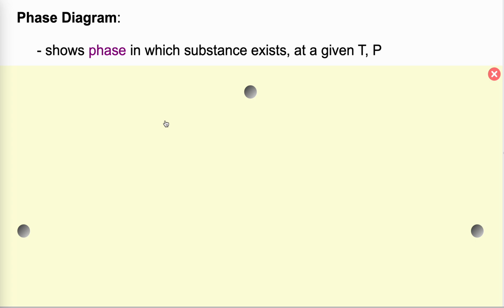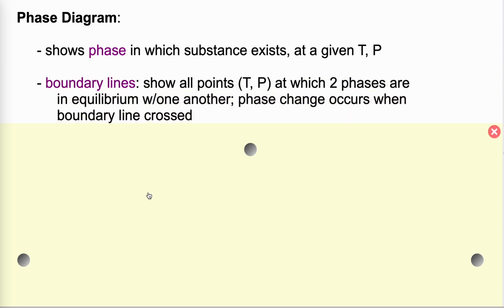Now, because there are three physical states we're dealing with, there will be boundary lines that separate the physical states. And these boundary lines indicate all of the temperature and pressure points at which two phases, that is, the two phases on either side of the boundary line, are in equilibrium with one another. And a phase change occurs, that is melting or freezing or whatever, when you cross a boundary line from one phase into another.